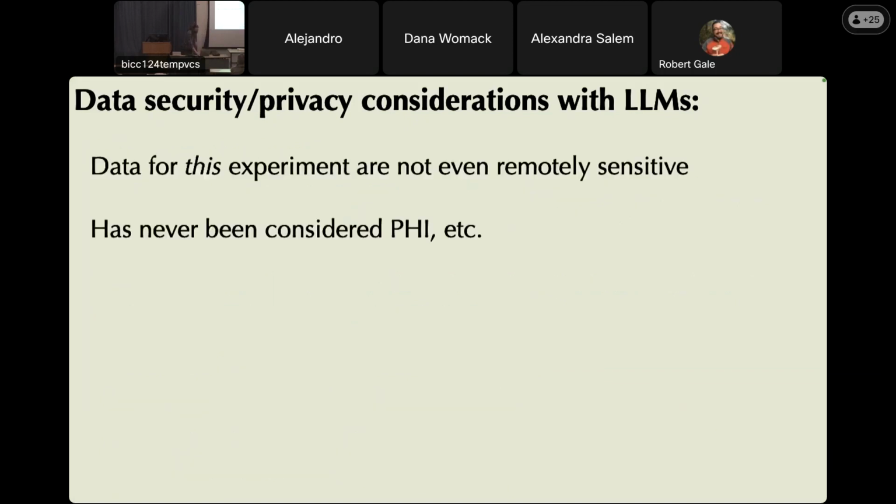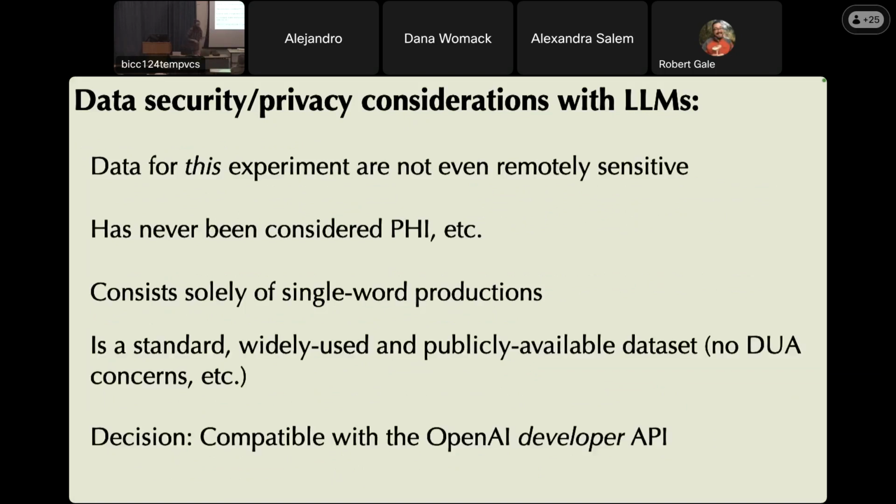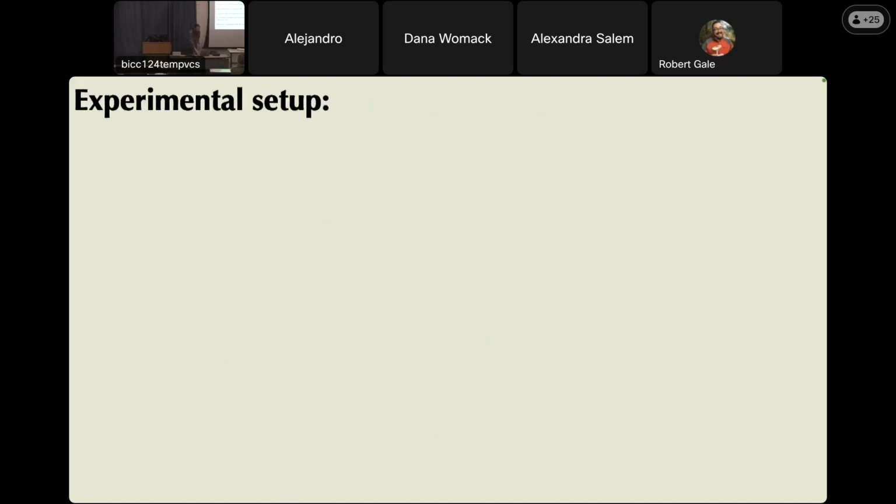So this experiment: not even remotely sensitive, never been considered PHI, widely used, and so on. So we decided it was okay to use with the developer API. But we went through a fairly considered process to make that determination. We'd already had a lot of experience using this data set with machine learning models in a variety of ways. Okay, so the setup.